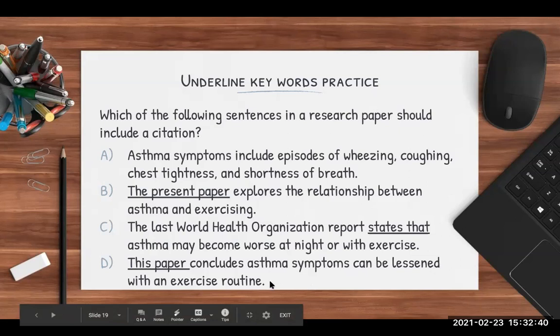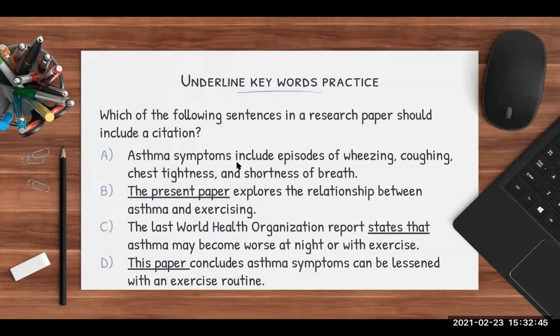So in this first sentence, as you can see, we don't have anything underlined because nothing is really indicating that there is a particular source or that we're referencing any paper. So we've just got asthma symptoms include episodes of wheezing, coughing, chest tightness, and shortness of breath. And that's something that might be common knowledge. It's not generally something that a singular source would be needed for. So we can eliminate that one.